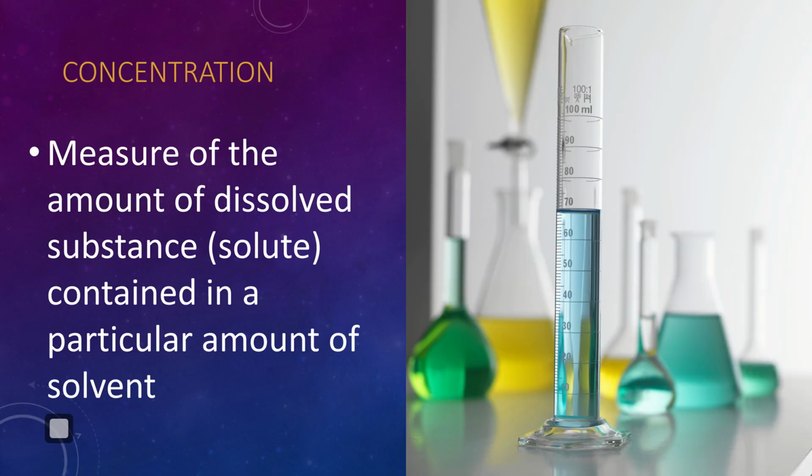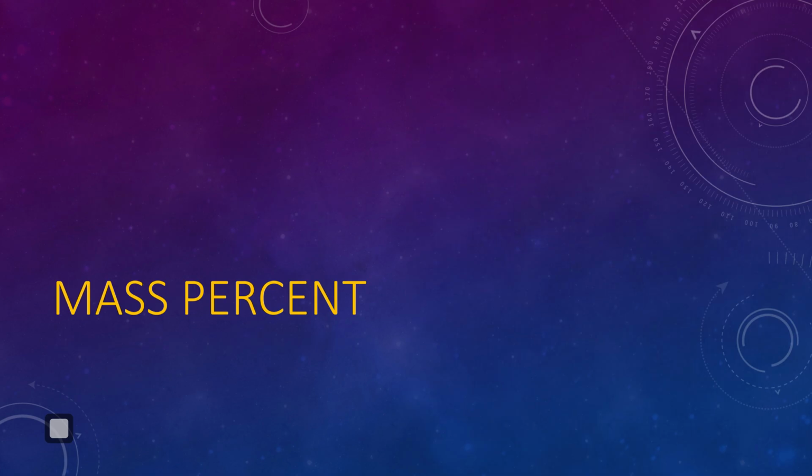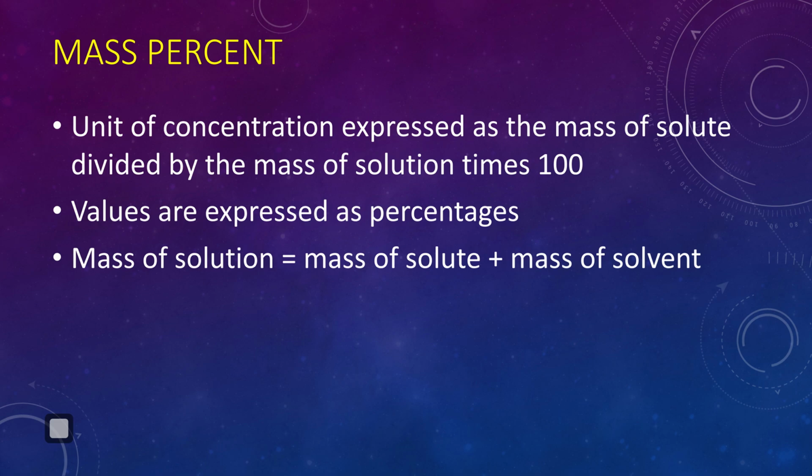So we already mentioned what concentration was. It's the measured amount of substance dissolved, contained in a particular amount of solvent. We're going to look at both of these, but they're very much related. Okay, one is mass and one's volume. So the two formulas do look very similar. It's just which unit you're using.